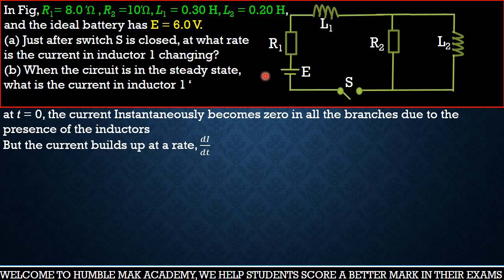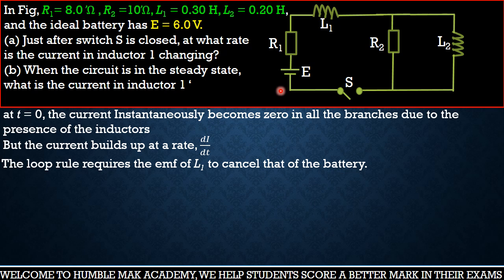It has to have the same magnitude as E, but they should be in different directions. Consequently, what I'm saying now is that our E in this case has to be similar to L1 di by dt. Great. So this is what the EMF across an inductor is given as. We have the inductance of that inductor times the rate at which current builds up.